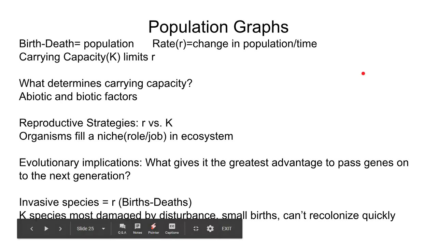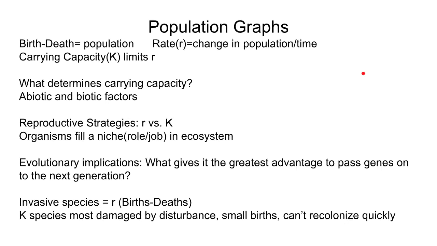So ultimately, when we look at population ecology, we're looking at graphs. Birth minus death gives us our population. When we look at the rate of change in the population, we're looking at change in population over time. So when we have rate, it's over time. Carrying capacity is represented with a K, and the carrying capacity limits the rate. What determines the carrying capacity? Both abiotic and biotic factors. You should be able to come up with a list of those.